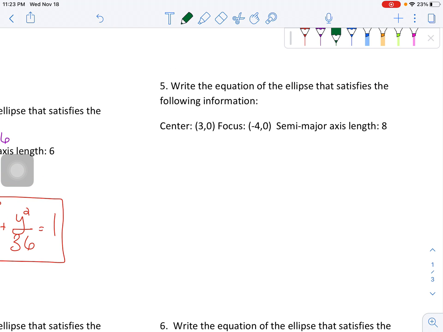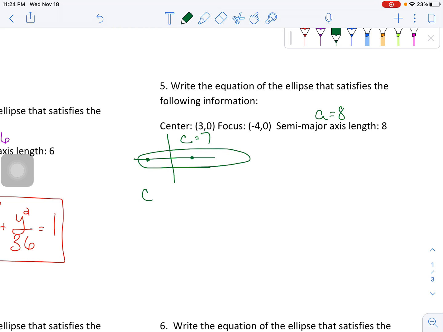All right, I'm going to go ahead and go backwards up the list here. Problem number 5, we've got a center, a focus, and a semi-major axis length. So semi-major axis length is going to be our A value. So A is equal to 8. Let's see. If I go ahead and graph this just quickly. So (3, 0) and (negative 4, 0). So that's going to be really elongated horizontally.